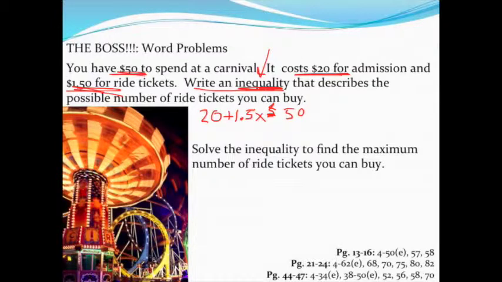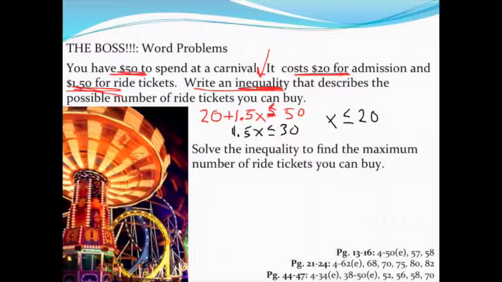Let's go ahead and solve it and see what we get, and then interpret what that answer means. So solve as we've always solved. I'm going to subtract 20 from both sides. So 1.5x has to be less than or equal to 30. If I divide both sides by 1.5, I end up with x has to be less than or equal to 20.